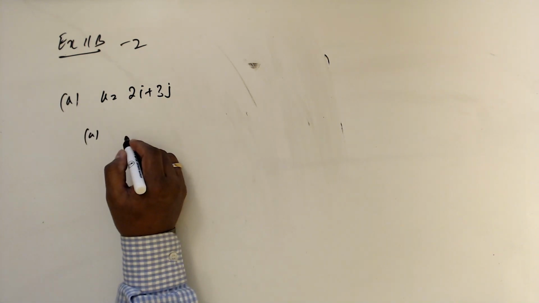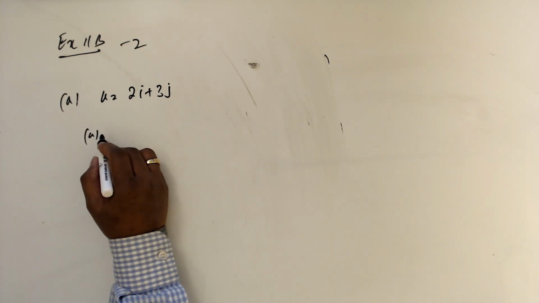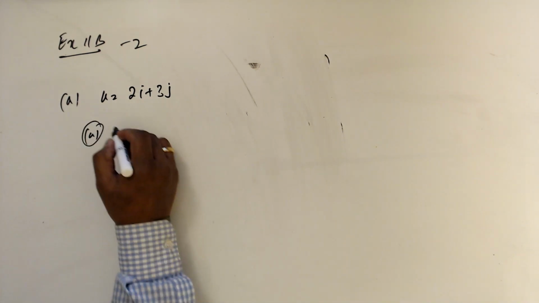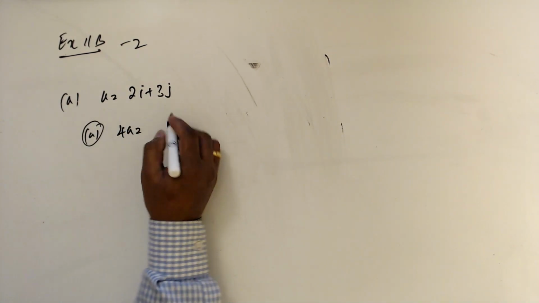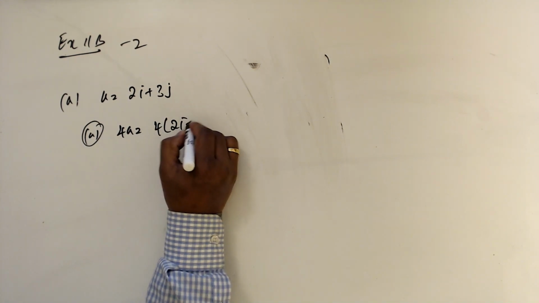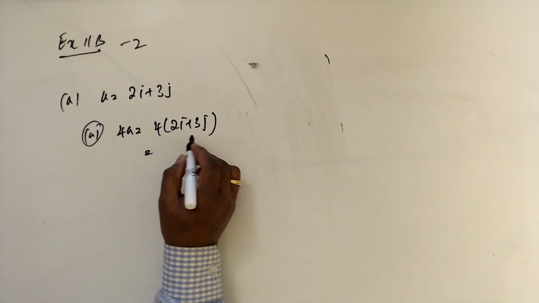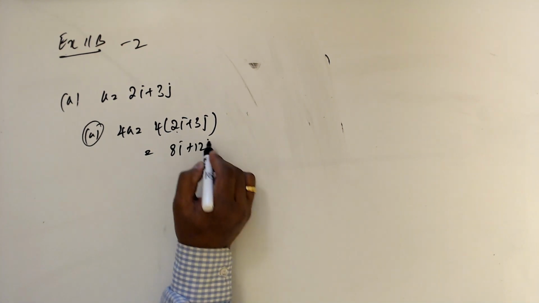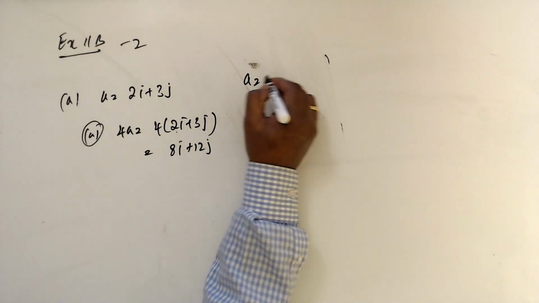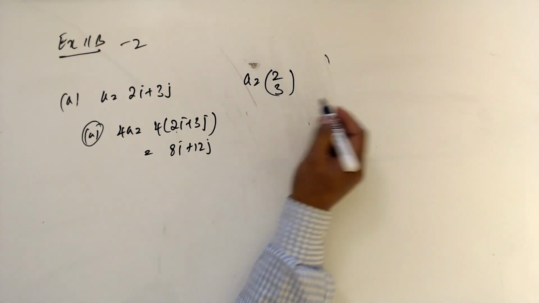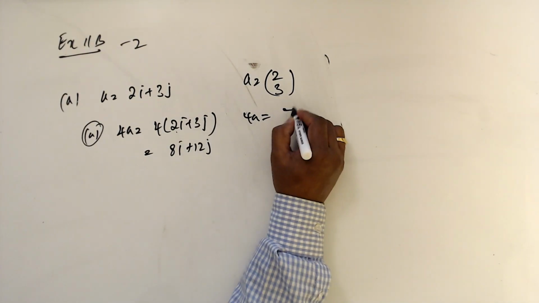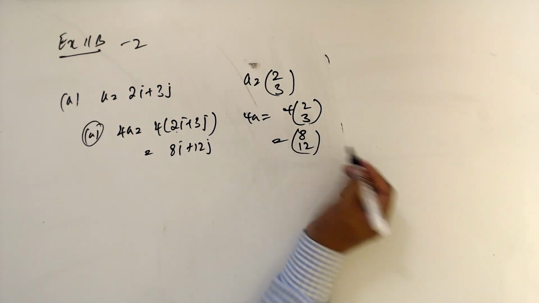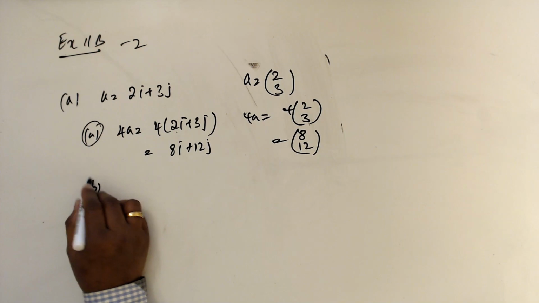A is 2i plus 3j. Question A. So we want to find 4a. It means 4 times 2i plus 3j. This is going to be 8i plus 4 times 3, this is 12j. So a equals 2 3, after you can see like this. 4a means 4 times 2 3 which is 8 and 12. So you can look at it like that as well.